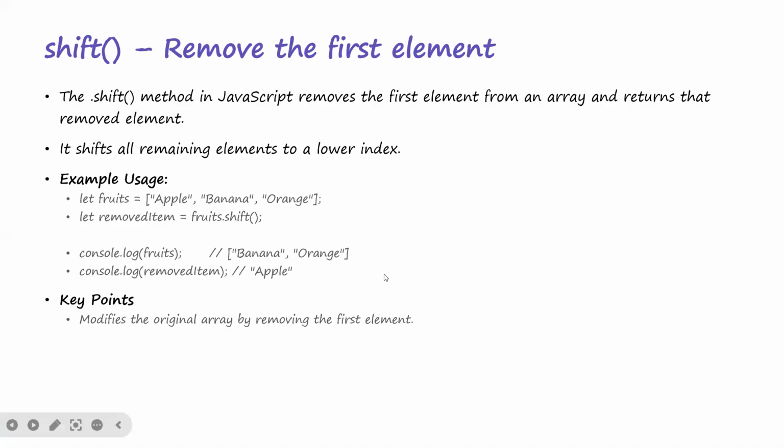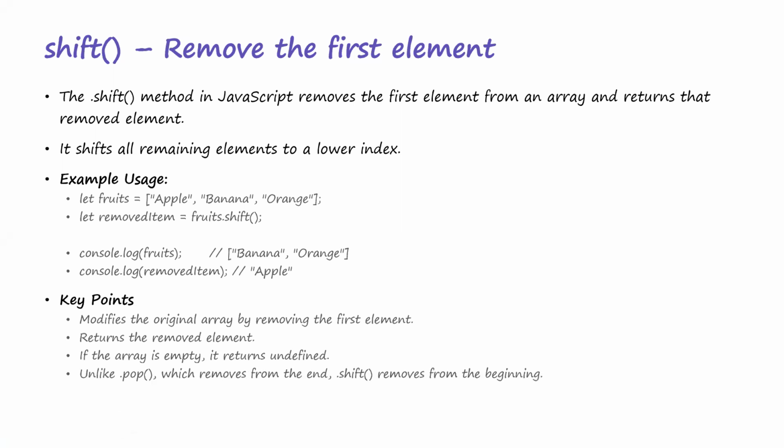So points to note: it modifies the original array by removing the first element. It returns the removed element. If the array is empty, it also returns undefined. The difference between pop and shift is that shift removes the first element, while pop removes the last element. So unlike pop, which removes from the end, shift removes from the beginning. I want you to know when and how to use these methods.